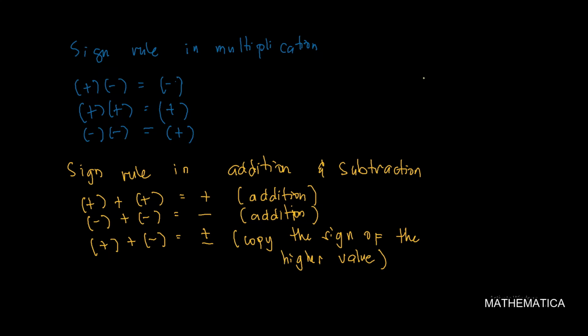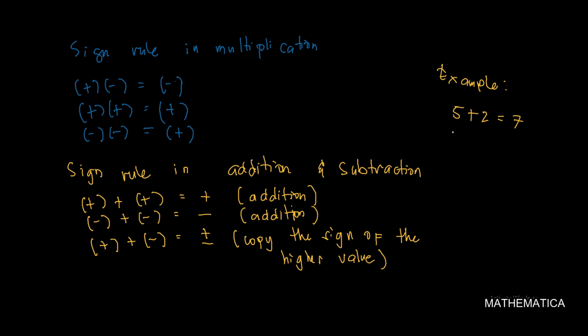Okay, so for example, let's have 5 plus 2. They are both positive. So, ang operation natin ay addition at ang magiging sign natin ay positive. So, 5 plus 2 is equal to 7.